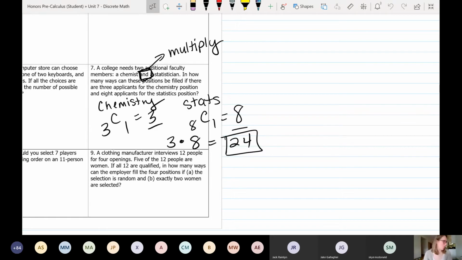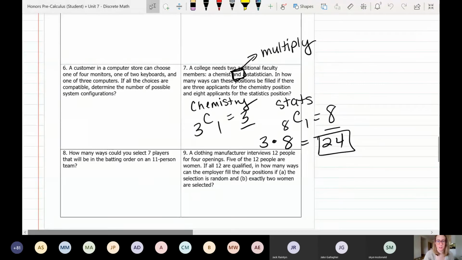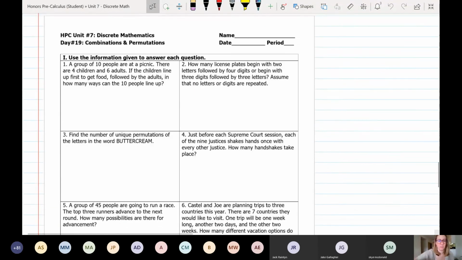Okay, so that was the only question people had on this day number, whatever this is, 18. Is there any other ones or anything else you want to talk about strictly combinations before we move on to day 19 where everything is mixed? Okay, cool. All right, so moving on then. Okay, so day number 19.